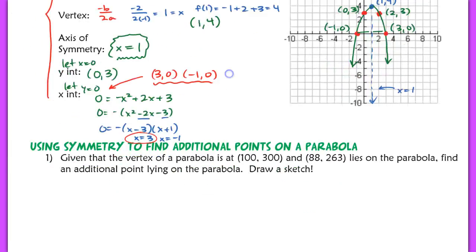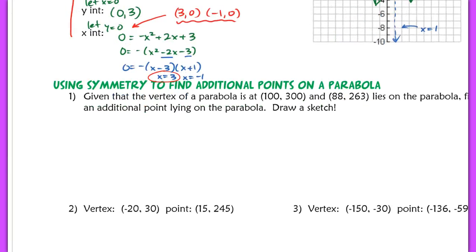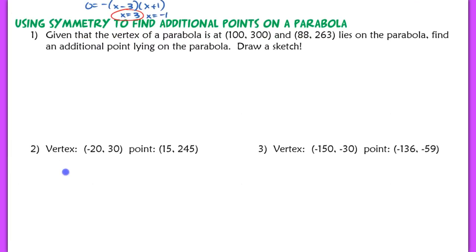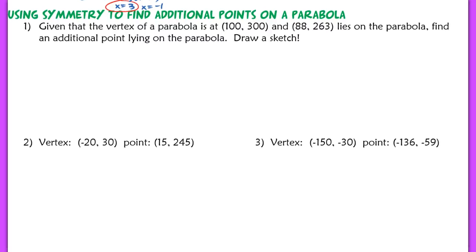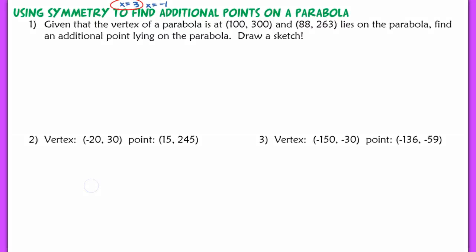Alright, the last section here is going to be very, I think, abstract, and it really makes sure that you understand this whole idea of using symmetry. Okay? So the first question says, given that the vertex of a parabola is at (100, 300), and (88, 263) lies on the parabola, find an additional point lying on the parabola.